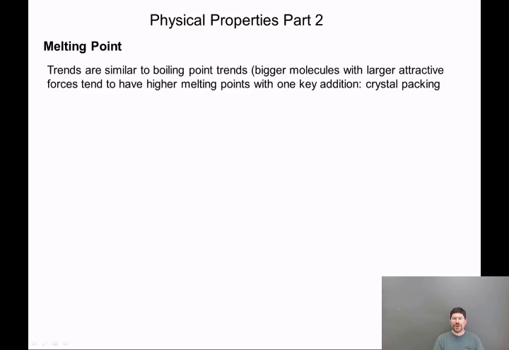In this lesson, we continue to discuss the physical properties of organic molecules by considering melting points, polarity, solubility, and density. Recall in the last lesson that we talked about intermolecular forces in general and how they apply to boiling points. So for melting points, the trends tend to be similar to the boiling point trends in that bigger molecules with larger intermolecular attractive forces tend to have higher melting points.